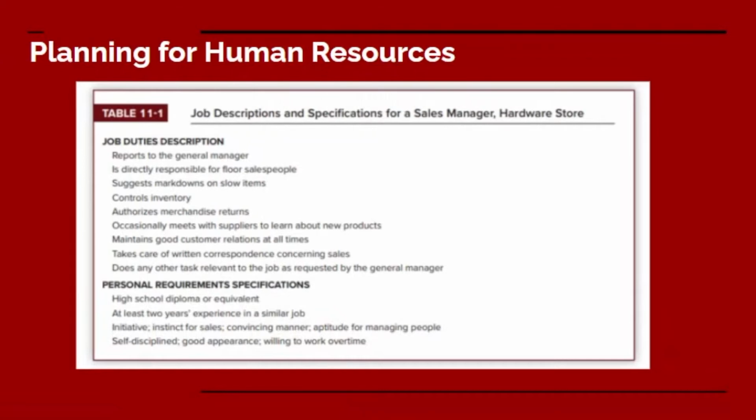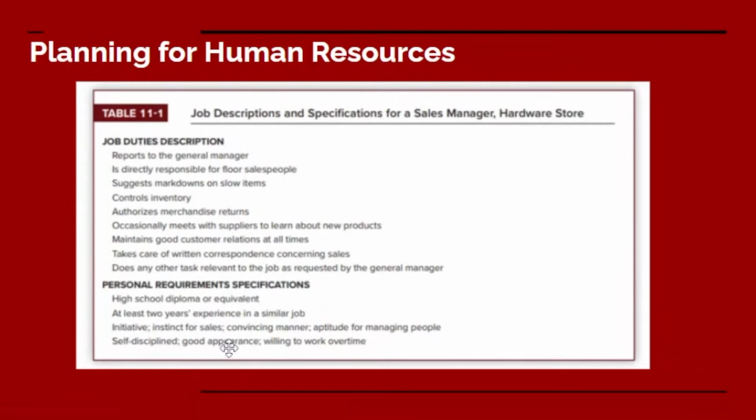Report to the general manager, directly responsible for the salespeople on the floor, suggest markdowns on slow items, stuff that doesn't sell well, maintains or controls the inventory, authorizes returns, meets with the suppliers every once in a while, maintains good customer relationships at all times, takes care of written correspondence, and does any other task relevant to the job as requested by the general manager, which is usually the last item in all these: other related duties.